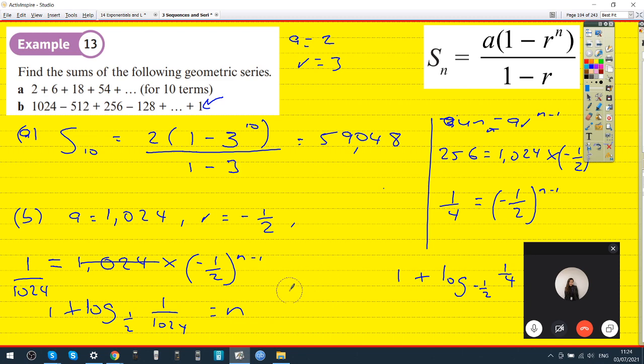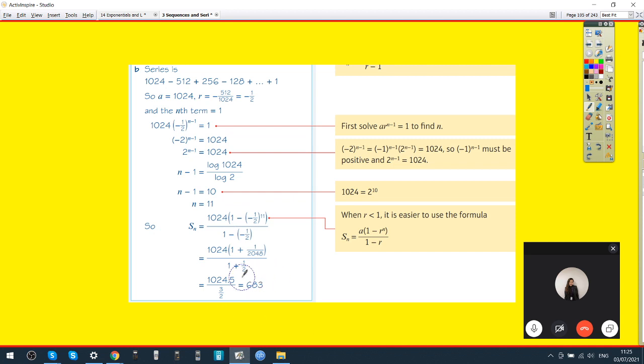11. So n is 11. Okay, so use that up here. You sub in 11 for n. Yep. So S11 is 1024 times 1 minus minus a half to the 11 over 1 minus minus a half. I'll spare your calculator. Okay. Gives you 683. Alright, fair enough. Let me see this. Yeah, n was 11. Okay, great.